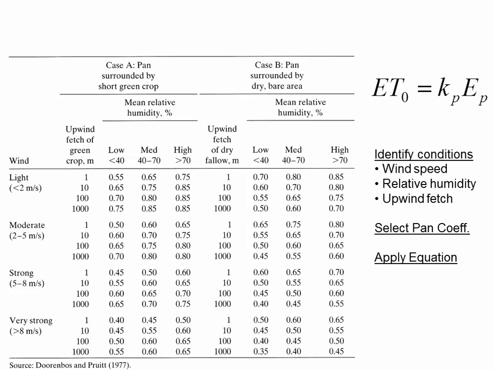Why is it closer to the pan, why is the pan coefficient higher? I think it's about moisture availability, that in a short green crop, there's just more water to evaporate. What's limiting evaporation in dry, bare earth is the fact that there isn't as much moisture trapped in the soil as there would be in a crop that's green and has roots going down under the soil and can kind of draw the moisture upward. It's about moisture availability.